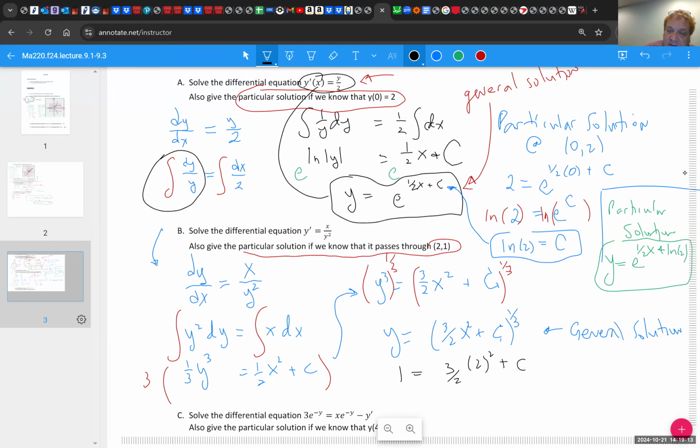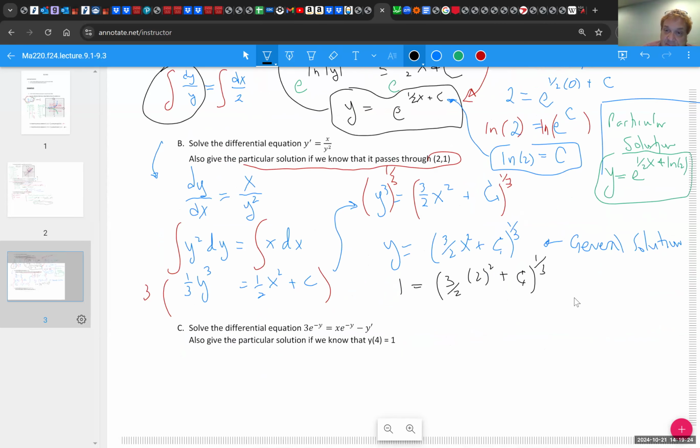C is C. And that's my big equation. Now I just need a bunch of algebra to solve for C, and then I can write my particular solution. So 3 halves times 2 squared, well, it's 3 halves times 4. So 3 halves times 4 is 6.